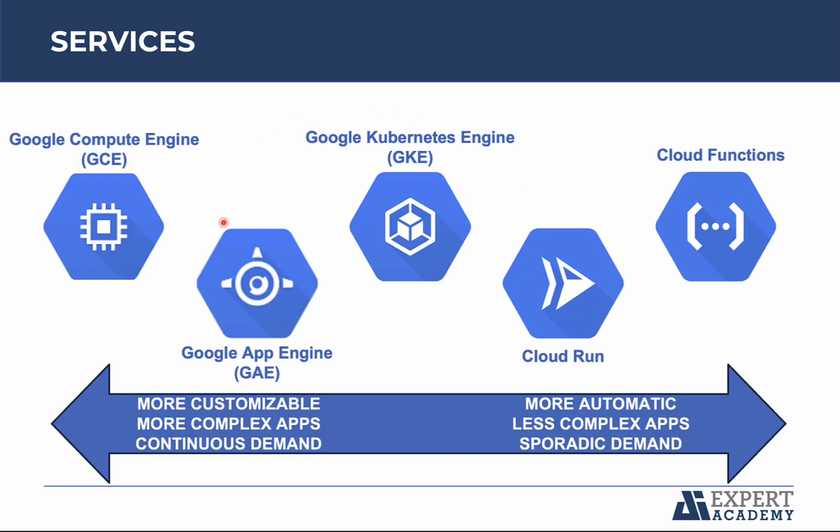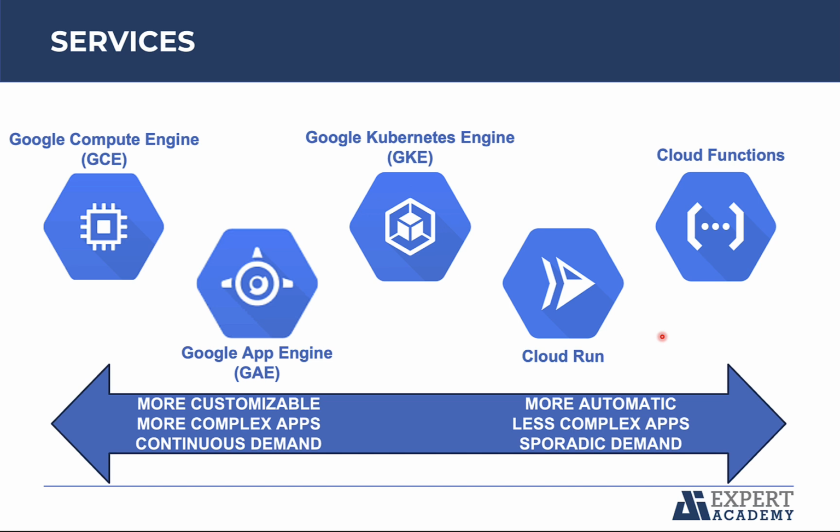Google Cloud Platform offers several options for deploying apps to the cloud, each with its own use cases, advantages and disadvantages. Here we can visualize 5 options: Google Compute Engine, Google App Engine, Google Kubernetes Engine, Cloud Run, and Cloud Functions. In general, the services on the left are more customizable, but require greater knowledge for configuration and maintenance on the part of the developer, while those on the right have more automated configuration and maintenance.